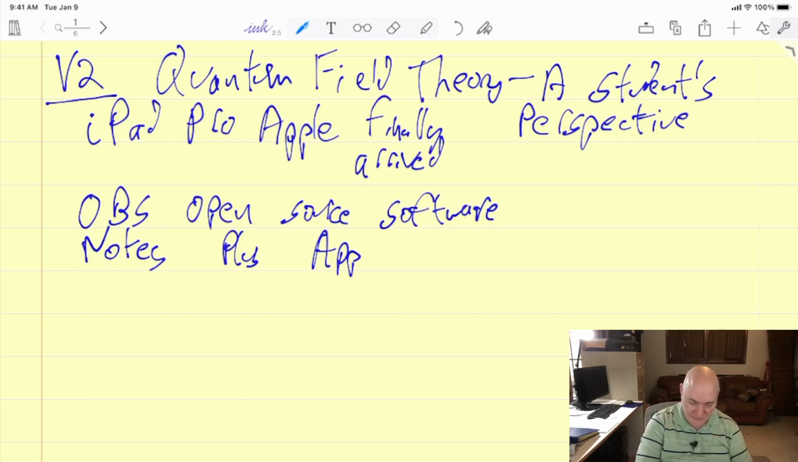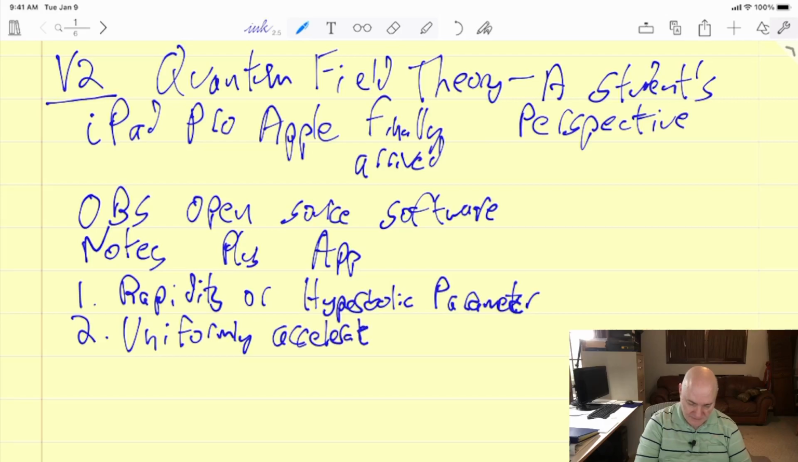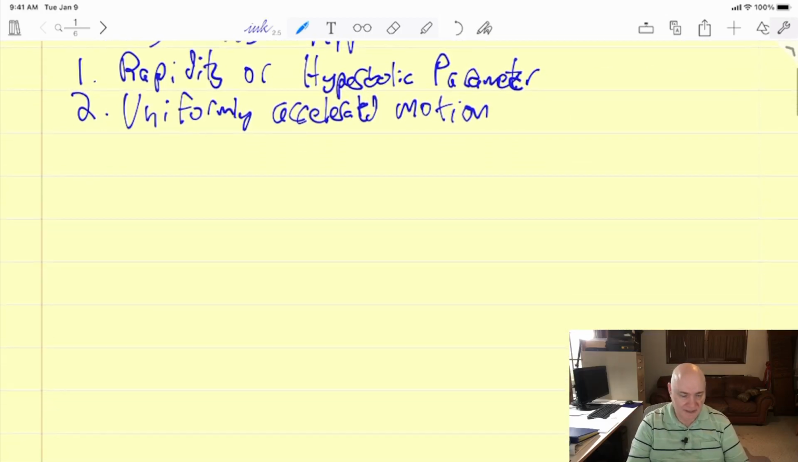So I want to do two things today. One on the rapidity or hyperbolic parameter, and the other on uniformly accelerated motion. Now I'm going to try and do these in a fairly elementary way.